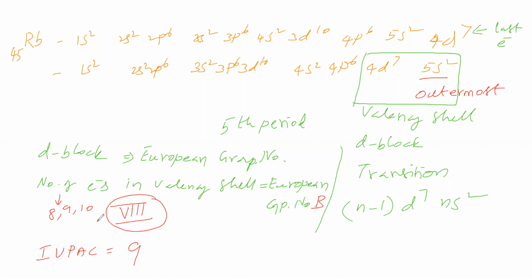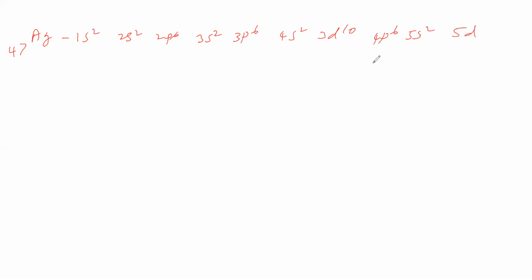The IUPAC group number, no doubt, is the number of electrons in the valence shell. Next we will take silver, atomic number 47. The electronic configuration is 1s2, 2s2, 2p6, 3s2, 3p6, 4s2, 3d10, 4p6, 5s2, then d. Up to here 10, 20, 30, 38 is over, which means the remaining is 9. That 9 we will write.